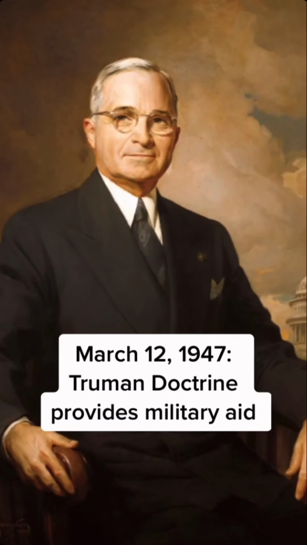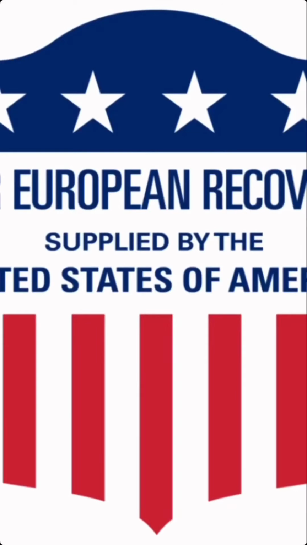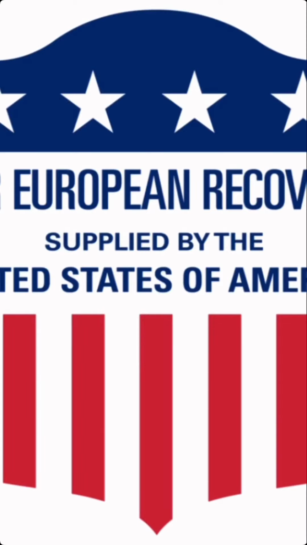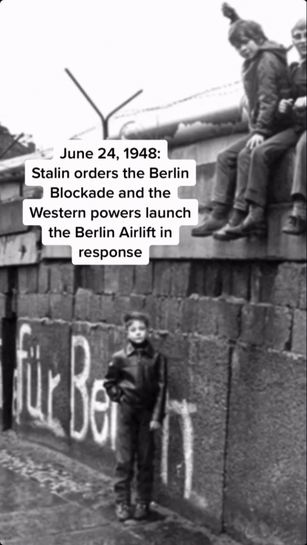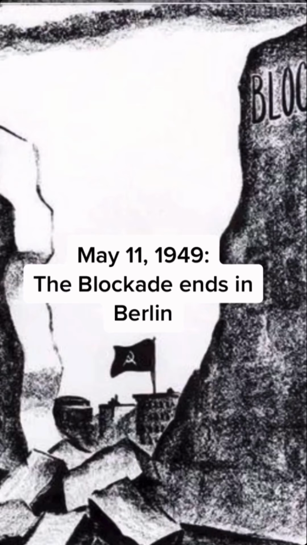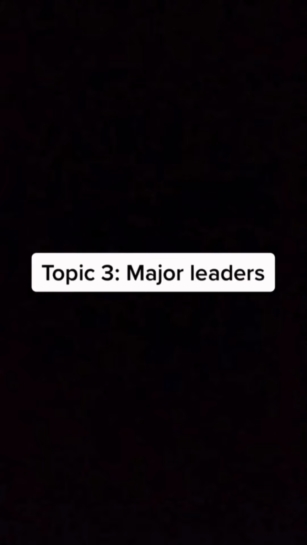On March 12th of 1947, the Truman Doctrine provided military aid in Greece and Turkey against the communist countries. The Marshall Plan was proposed to provide economic assistance to struggling European countries June 5, 1947. June 24, 1948, Stalin orders the Berlin blockade, and the blockade ends on May 11, 1949, and the Soviet Union begins testing atomic bombs. The next topic I'll be discussing is some of the major leaders throughout the Cold War.